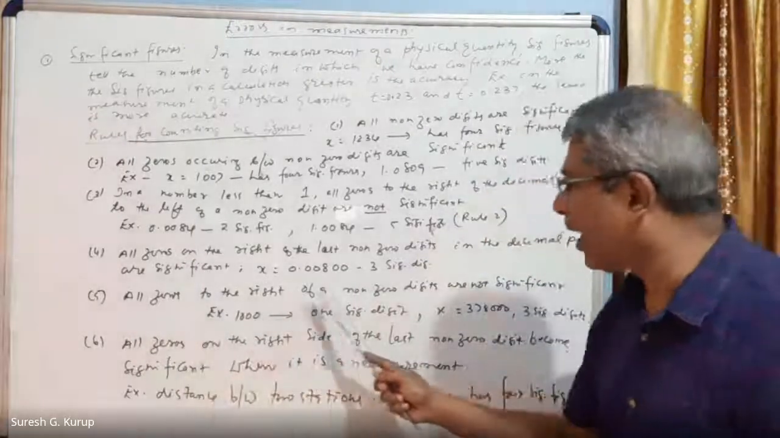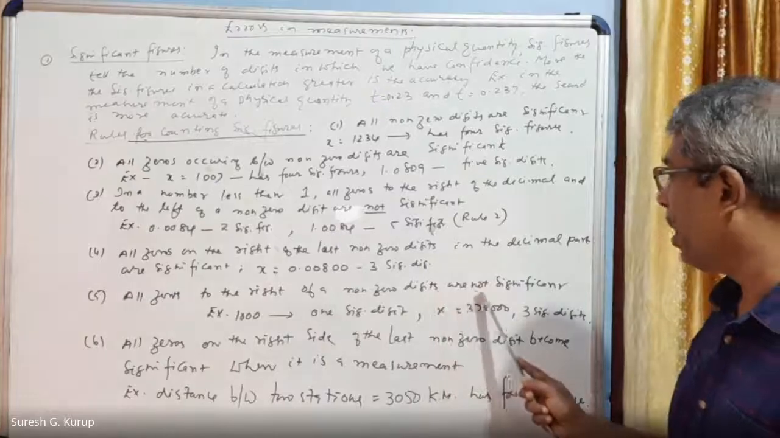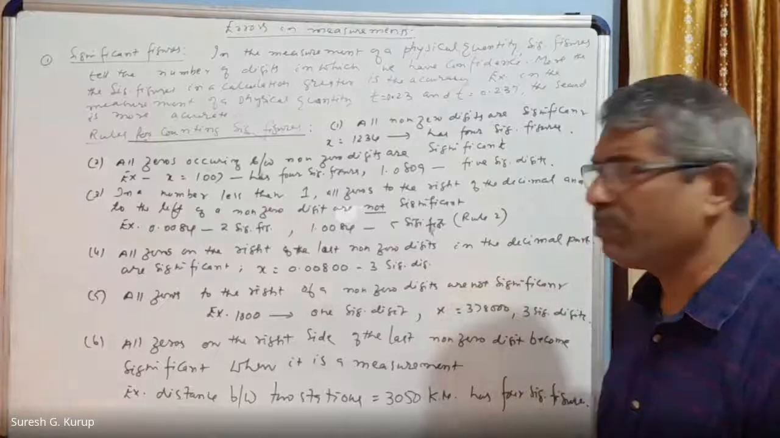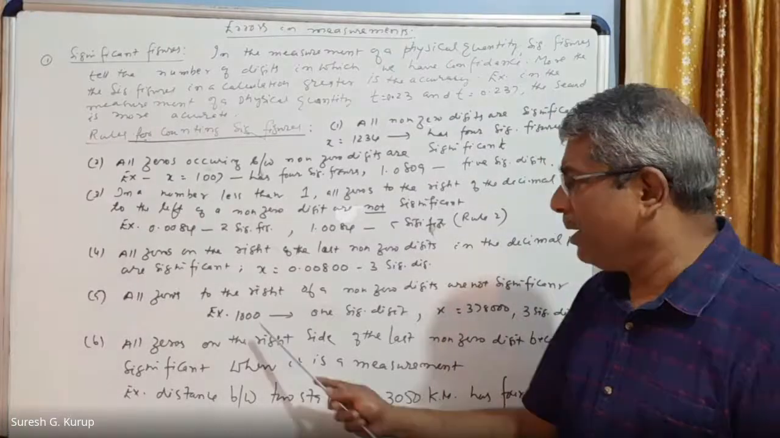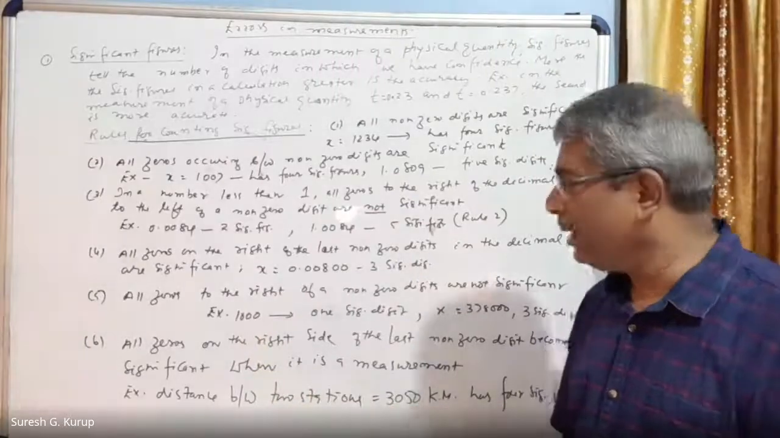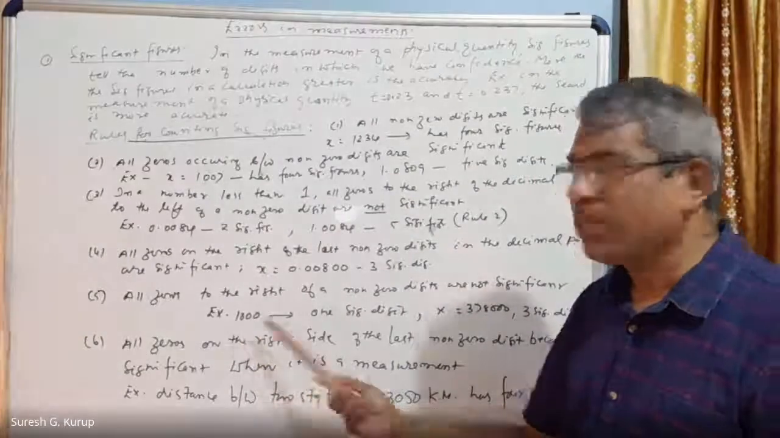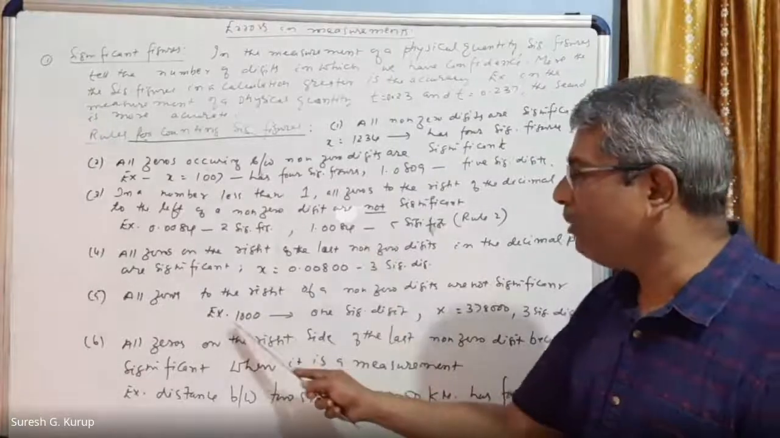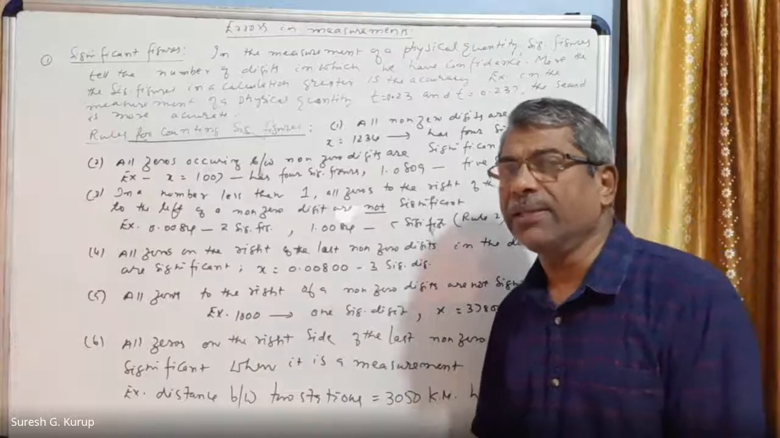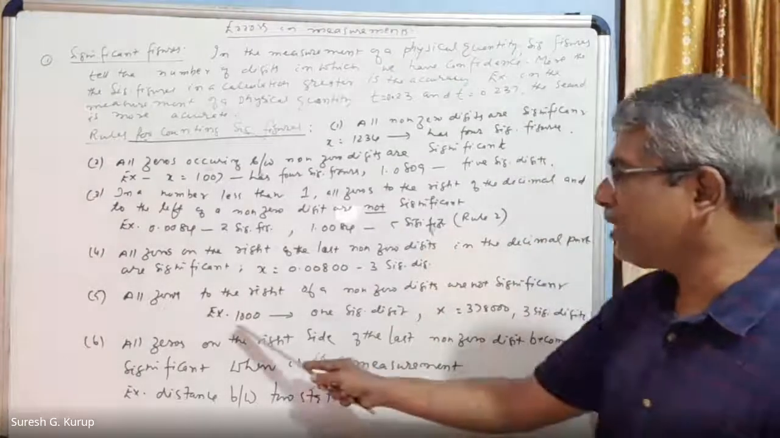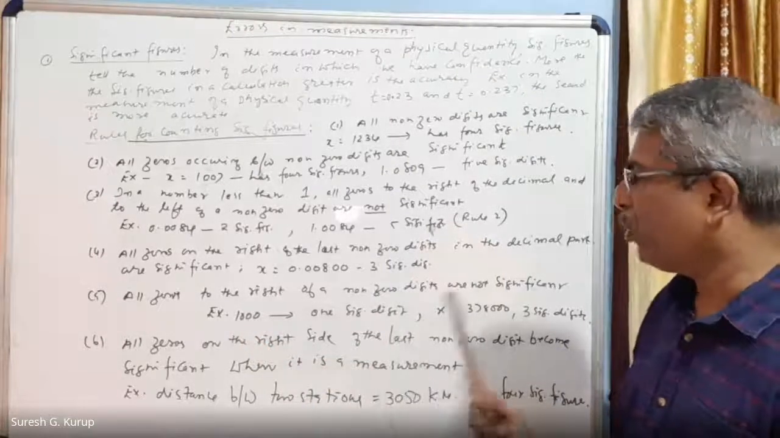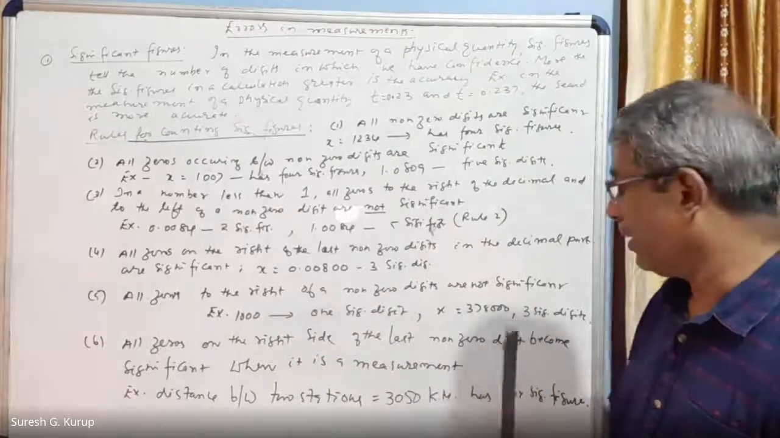Next is the fifth rule. All zeros to the right of a non-zero digit are not significant. A whole number is there. This is not a decimal number, right? That number is written as 1,000,000. In the number 1,000, all zeros are lying on the right side of the non-zero digit. That cannot be taken as significant figures. So that number has only one significant figure, right?